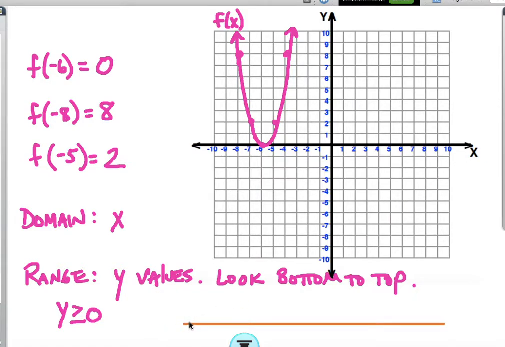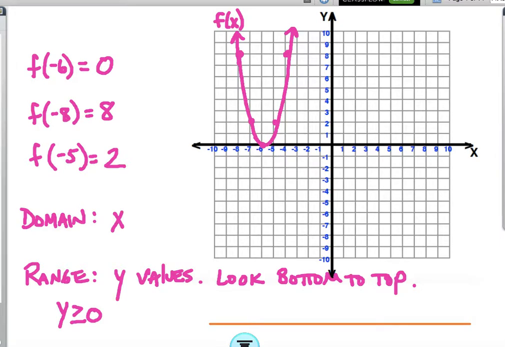Okay, so let me use this line again, hopefully. So the first y value is at 0, and then anything above 0 is allowed. Anything above 0 is a part of the pink graph. Nothing below 0 is a part of the graph. So that's our range.